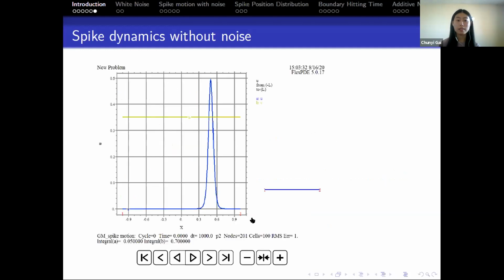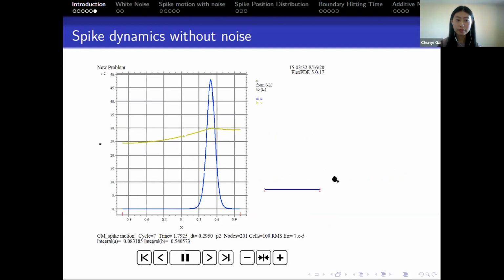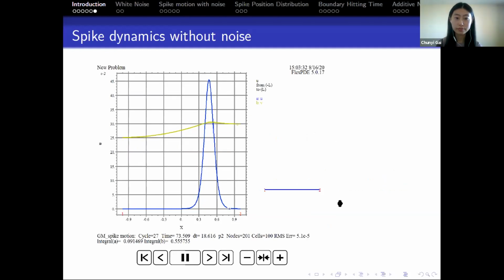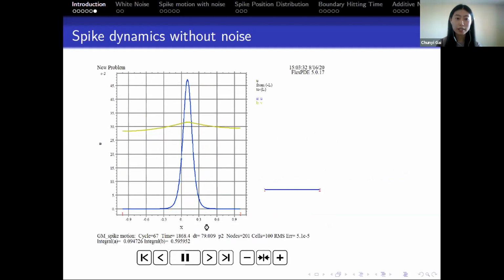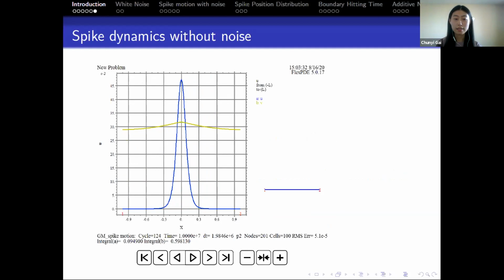This is a simulation of this spike motion problem. Initially, we have this spike located at 0.5. As time goes, we see that it moves to the center and stays there. This shows the equilibrium is stable.